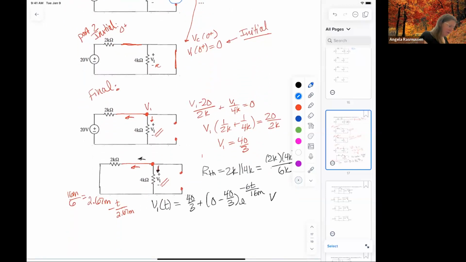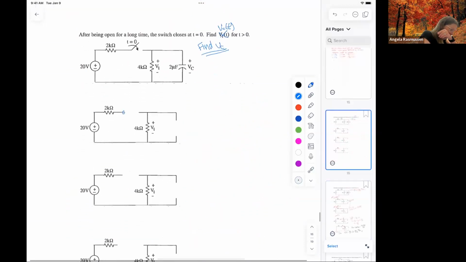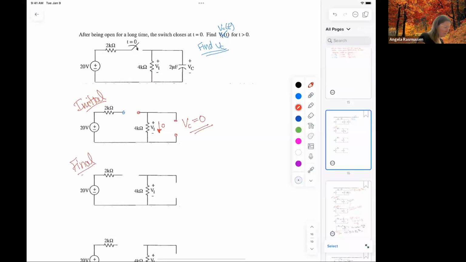For your final value, let's come up here and do this. Initially, you have this open, and then you have a dangling wire there. So the voltage across here has got to be zero because your current is 0. So VC equals 0 is your initial value. For your final value, this is now closed, and this is still open because it's been sitting there. So I need to find the same voltage as V1.